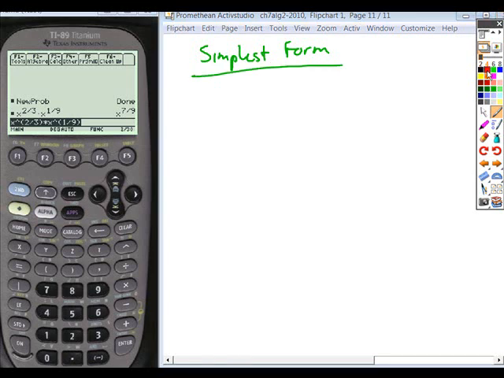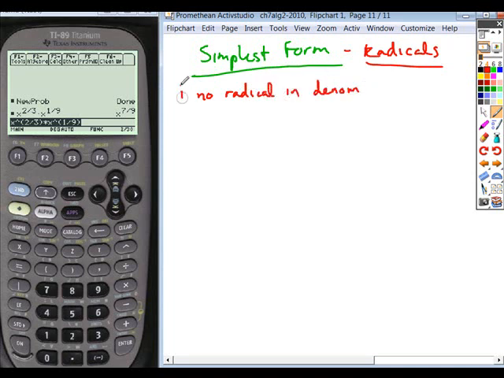Okay. Anytime you're working with radicals, you need to make sure that you write your radicals in simplest form. And simplest form means no radical in the denominator. It means no common factors between the index and the power.